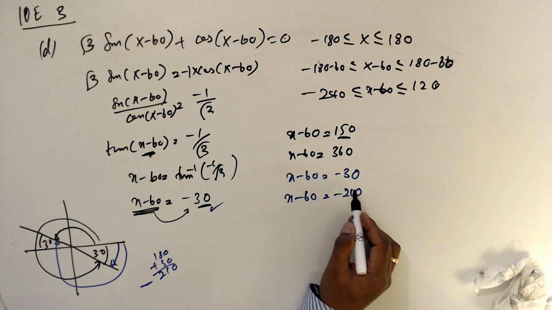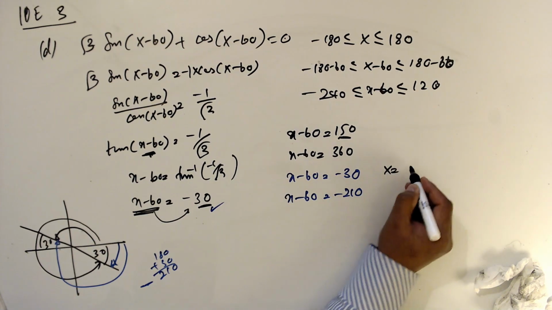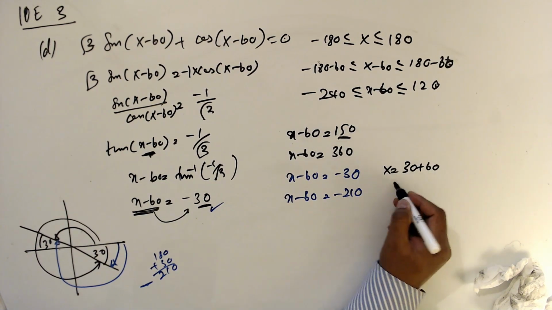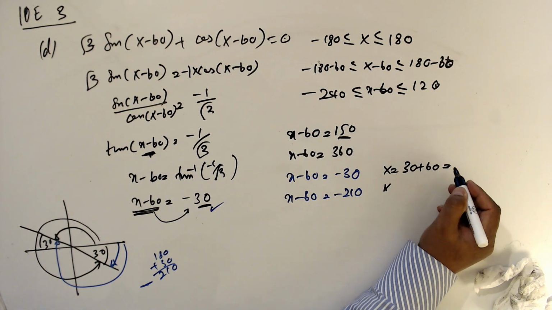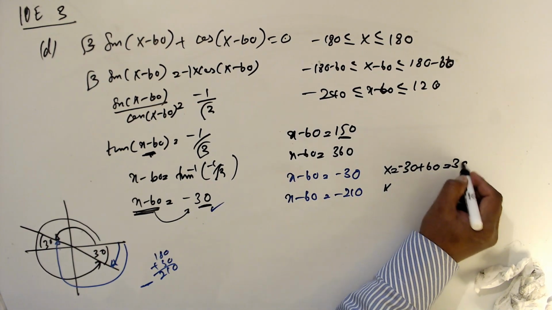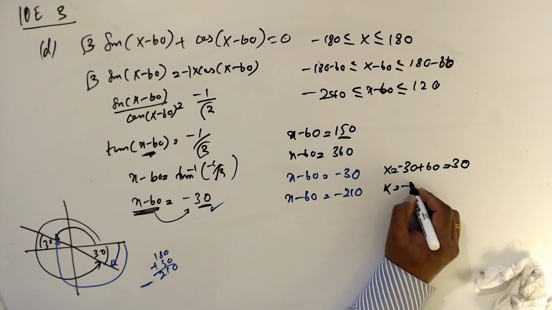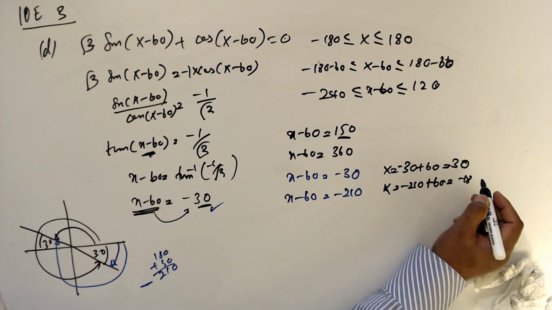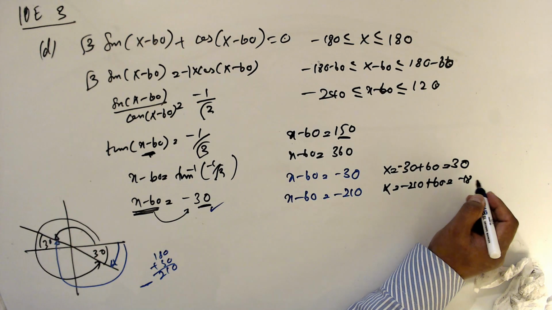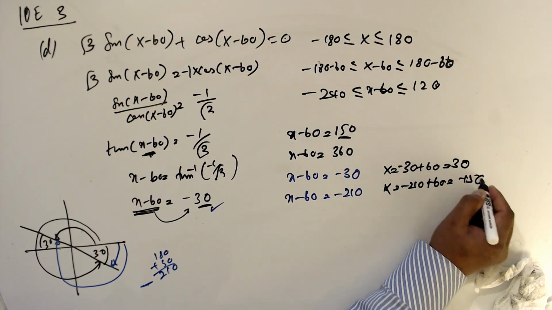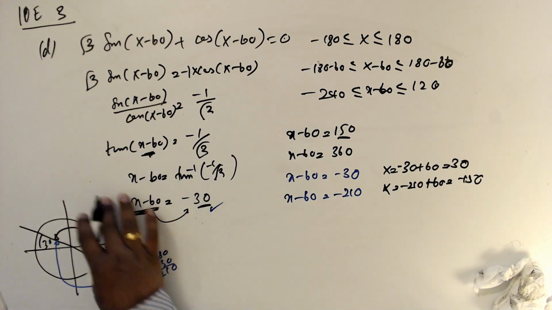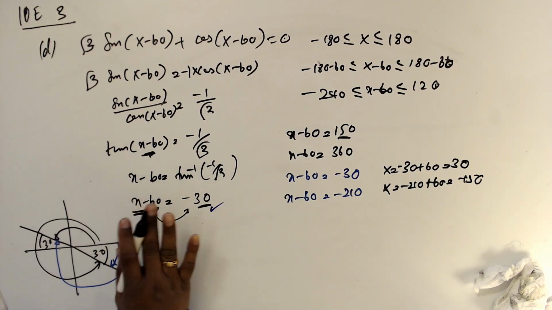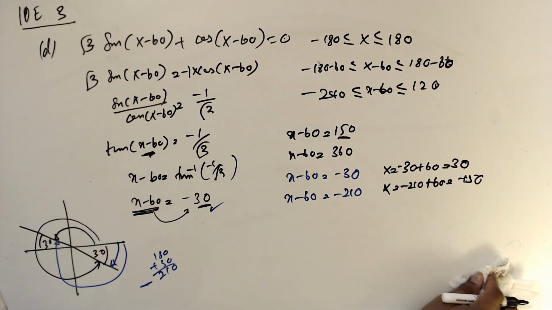Now in the final stage you can add: x = −30 + 60, which is 30, and x = −210 + 60, which is −150. But here I didn't introduce any symbols, but still you can work with the symbols.